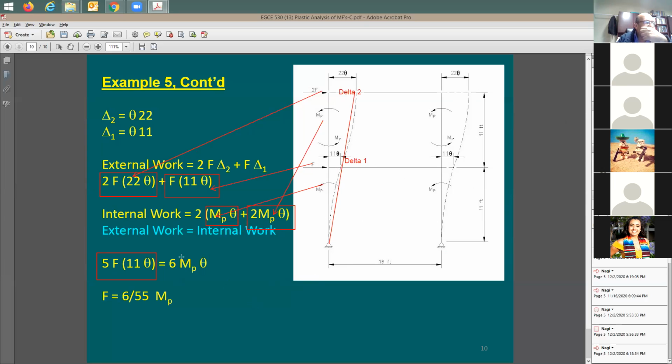So if you like to take each moment, MP multiplied by its own theta, you're fine. But if you like to just ignore this, I'm okay with this. You just count here. You say, I have MP, MP, and MP. 3 MPs times theta times 2 columns give me 6 MP theta. Done.